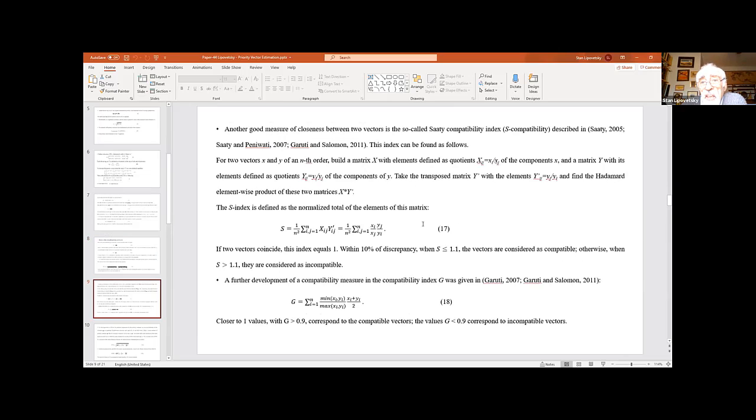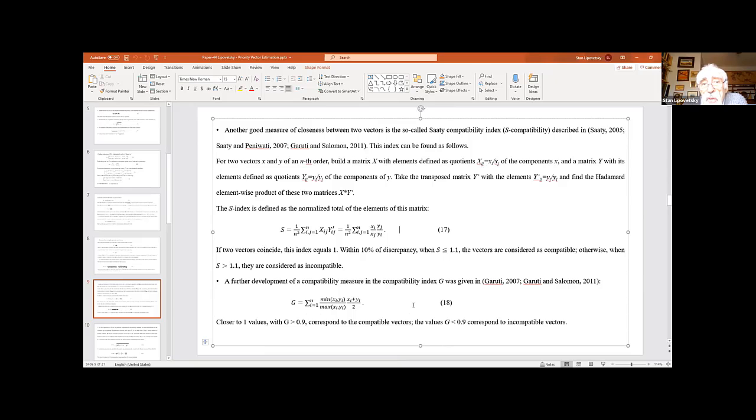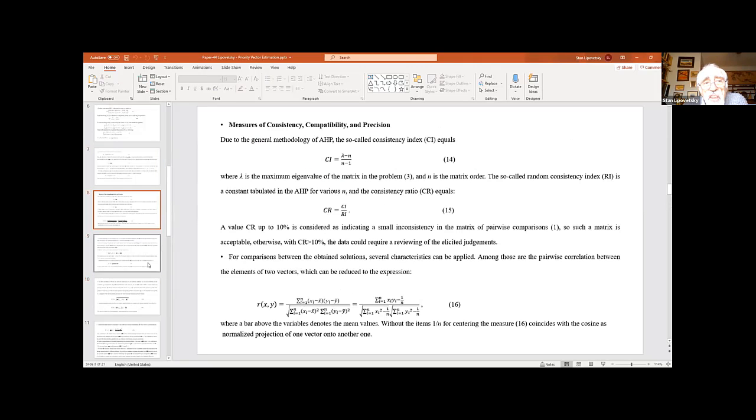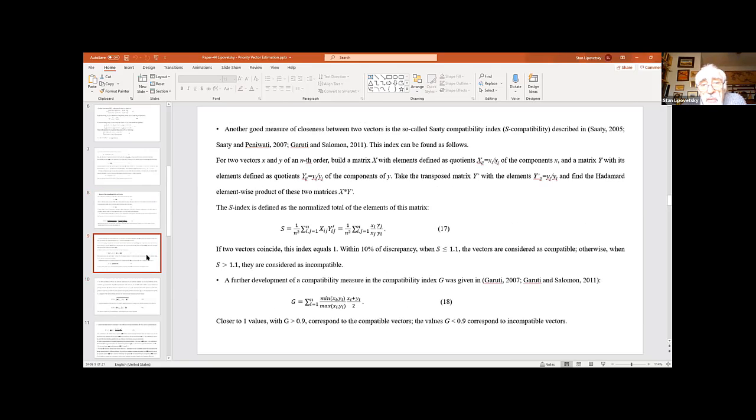Here, in 17, we have S index. So Saaty suggested a measure of compatibility. And the next formula is Garuti G index, suggested in his works. Both Saaty and Garuti indexes, the closer they are to 1, the better. They go to 1 from different sides. So Saaty from the upper side to 1, the better. Garuti from the lower side to 1, the better.